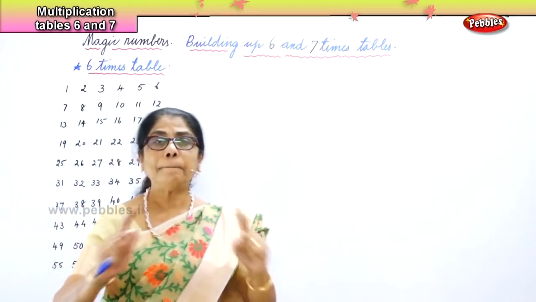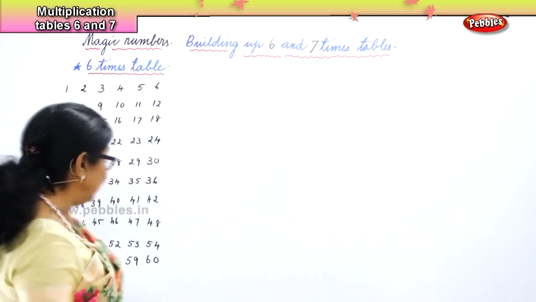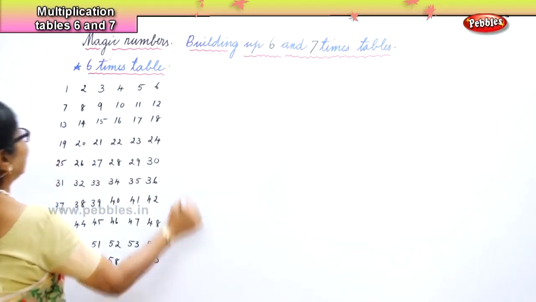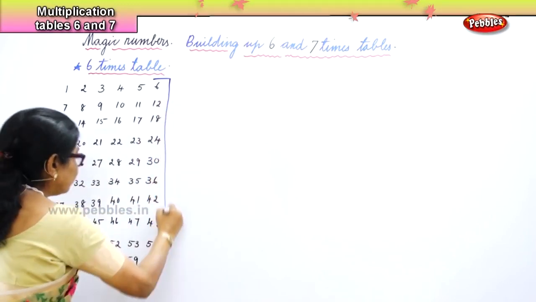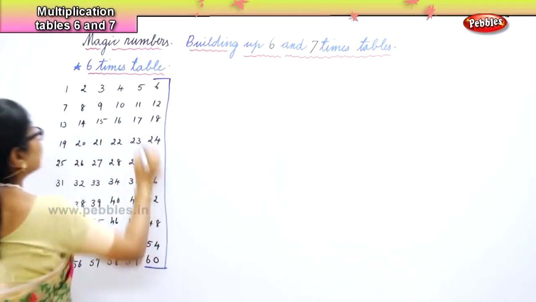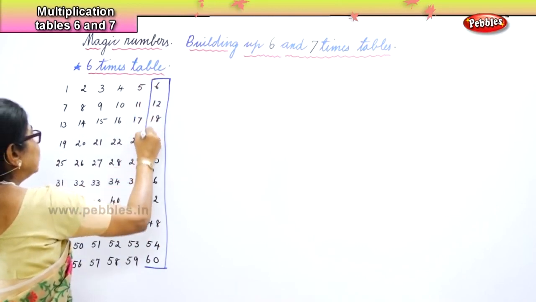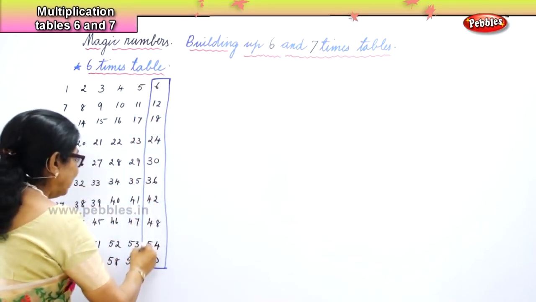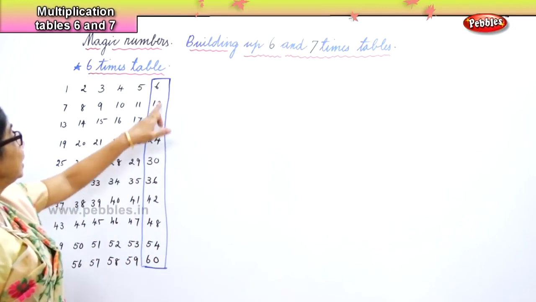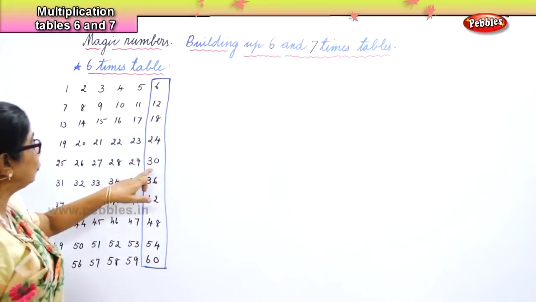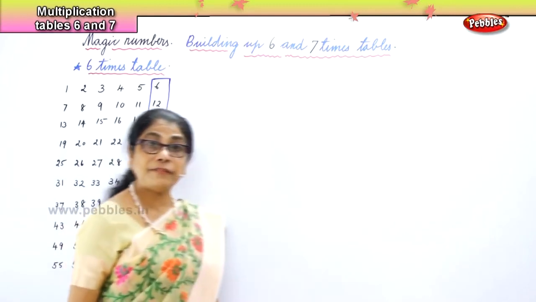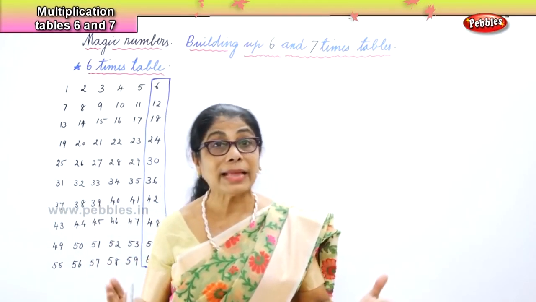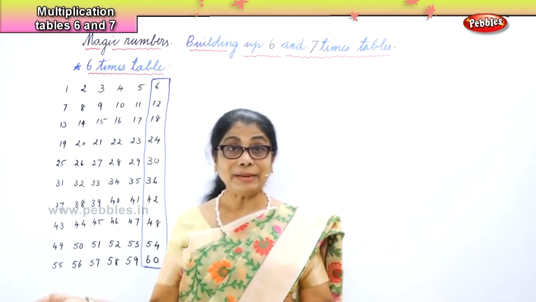What do we do now? Box in the last numbers only. Now we do a box here. Only the last numbers we want. Now let's read the last numbers we have: 6, 12, 18, 24, 30, 36, 42, 48, 54 and 60. And those are the 6 times table.